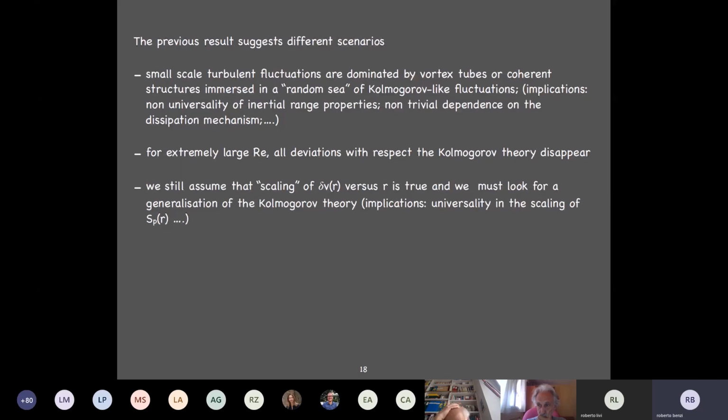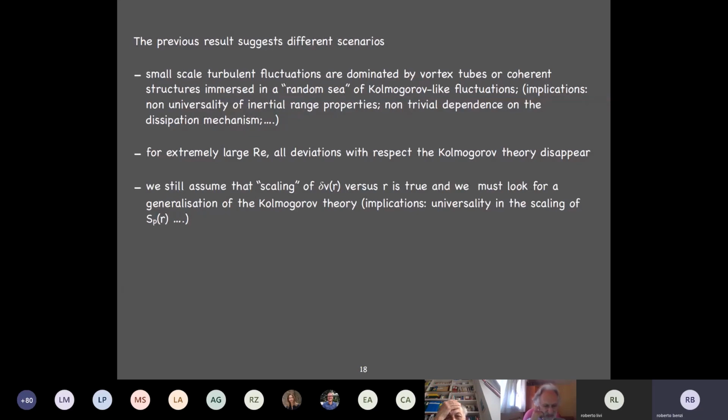And then there was a third point of view, which is the one I will concentrate on, that says, okay, let us assume that Kolmogorov was completely right, and that the velocity difference is the quantity that we need to take into account in order to understand the statistical property of turbulence. And let's try to understand how we can generalize the Kolmogorov approach.